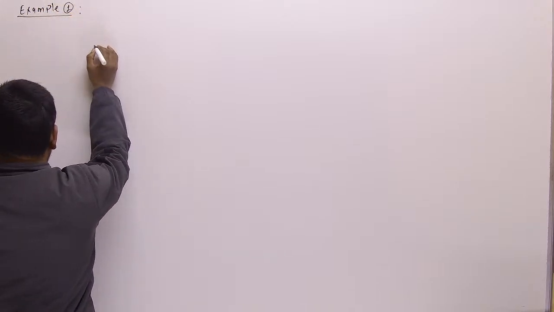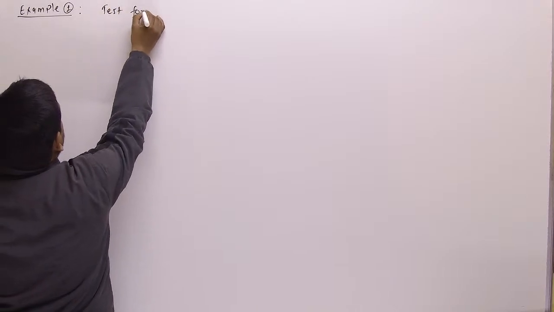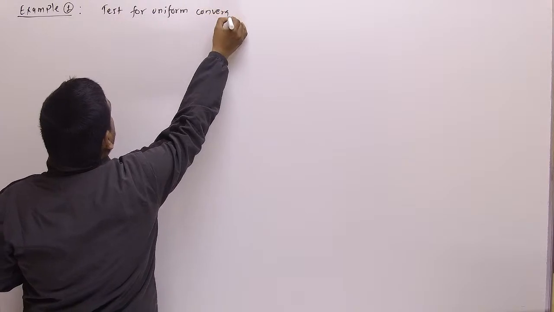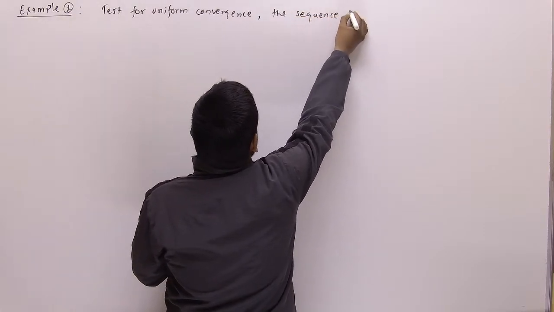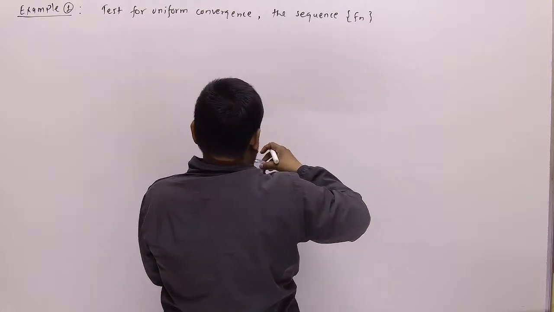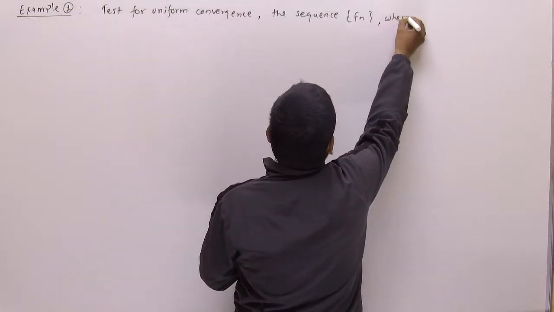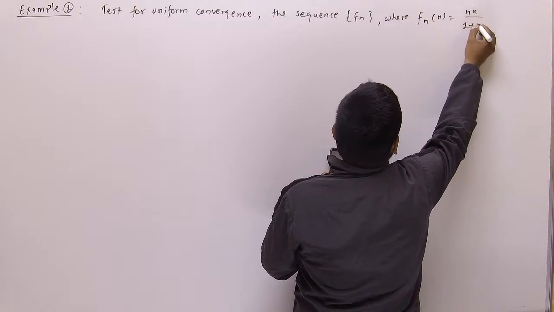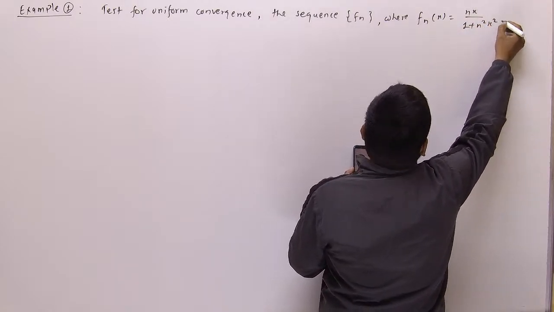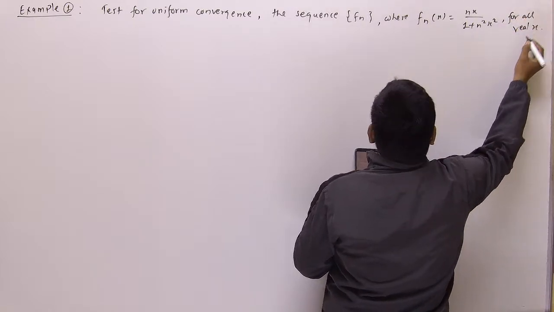Let's have them one by one. Now let's quickly take up prototype examples. So example 1. Test for uniform convergence. The sequence Fn, where Fn(x) is nx upon 1 plus n square x square, for all real values of x.